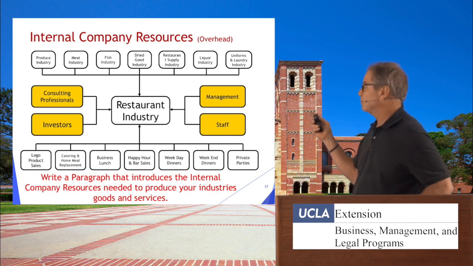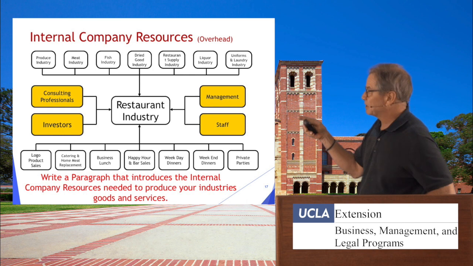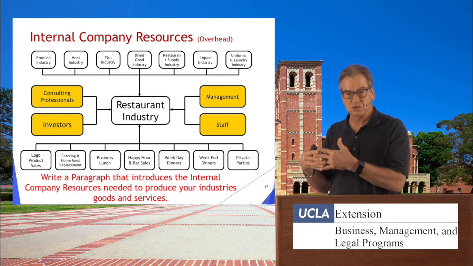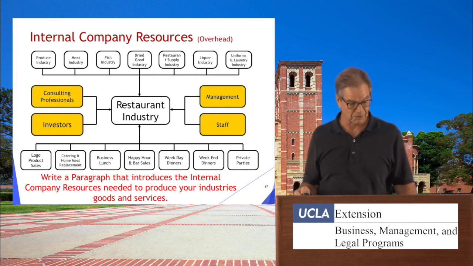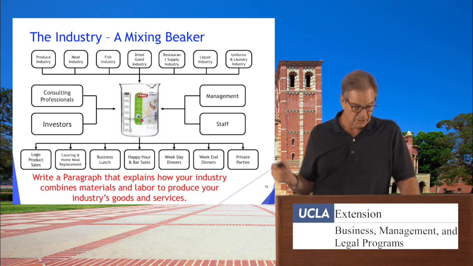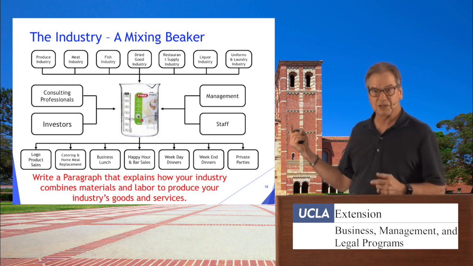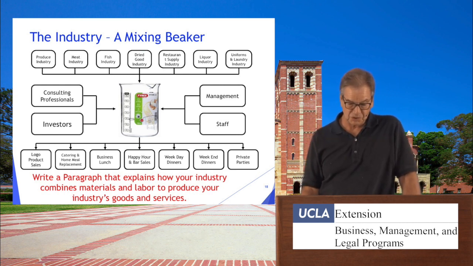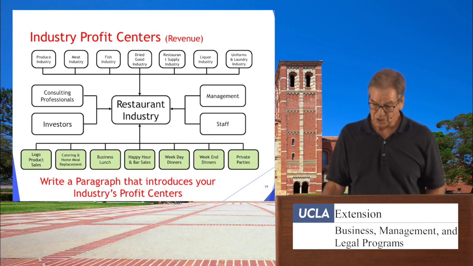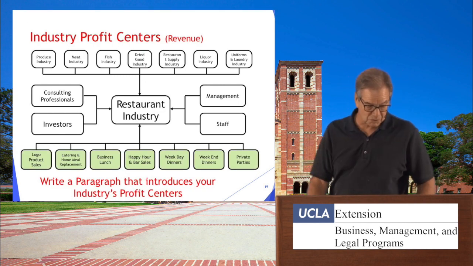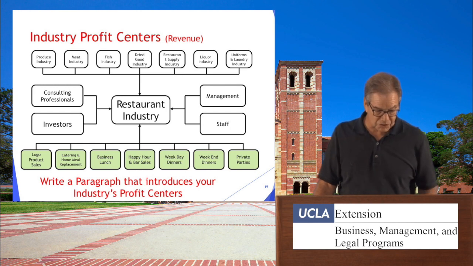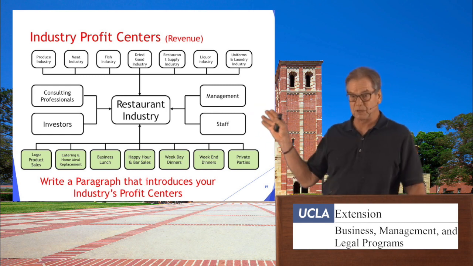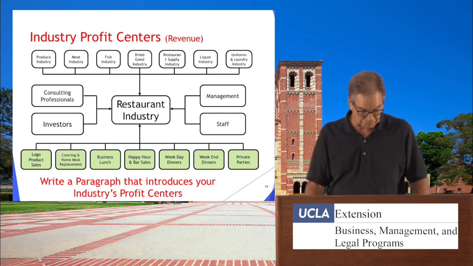Now we're going to profile management, staff, investors, consultants, the internal resources that come together to produce the goods and services that are part of our mission statement. And finally, that's why I have a beaker here that we're going to put all this stuff in, mix it up, and then pour it out, and that creates our profit centers. In this case, this is the restaurant industry, and we have logo product sales, catering, home meal replacement, business lunches, etc. We're going to basically put our profit centers down.